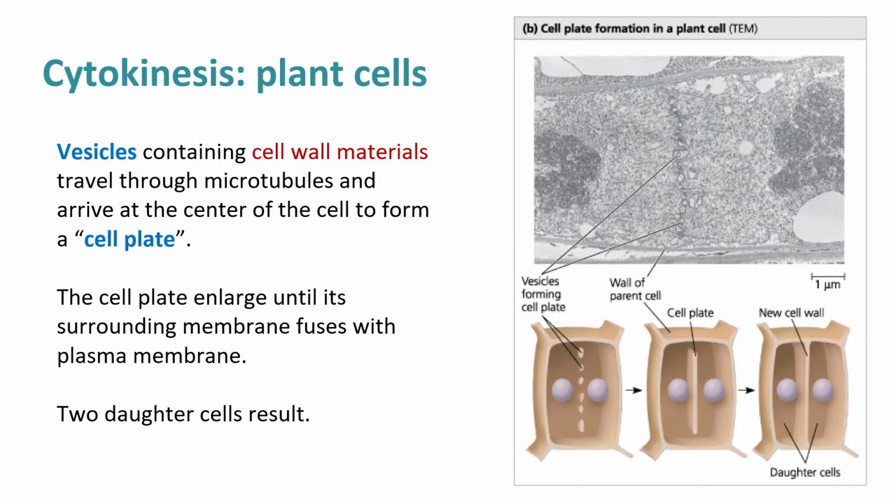In a plant cell, it's a little bit different. Instead of pinching the cell in half, the vesicles contain cell wall materials that travel through the cytoplasm, through microtubules, and then they arrive at the center of the cell to form this thing called a cell plate. Okay, so they basically deposit the building materials right there to form this cell plate, which eventually extends into a cell wall and then results in the two daughter cells.